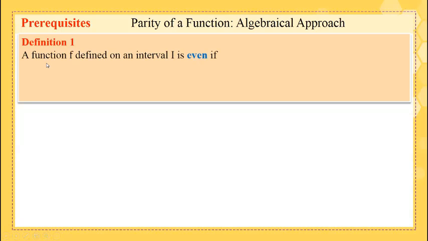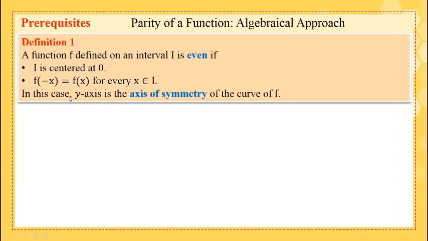Definition 1. A function f defined on an interval I is even if I is centered at 0, and f of minus x equals f of x for every x belongs to I. In this case, the y-axis is the axis of symmetry of the curve of f.